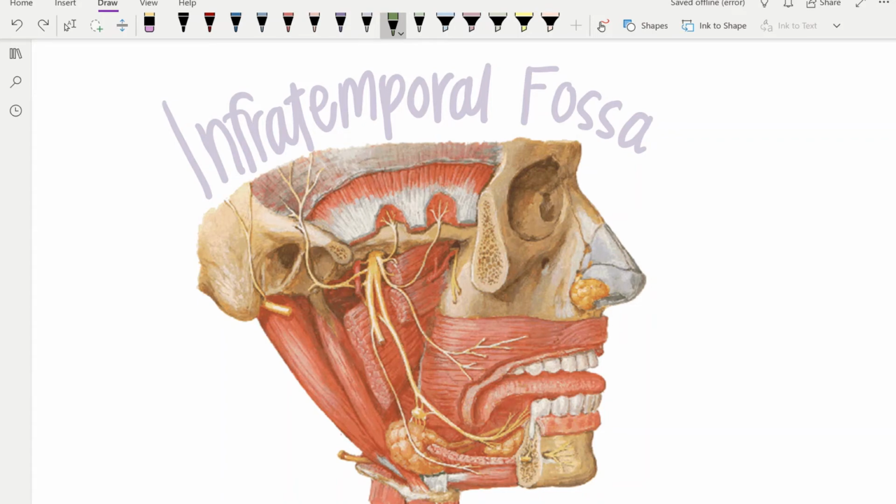Let's take a look at the infratemporal fossa. From this view, we can see the mandibular branch of the trigeminal nerve, V3, where it exits out of the cranium via the foramen ovale. This branch contains both sensory and motor fibers. We'll start with the sensory branches first.